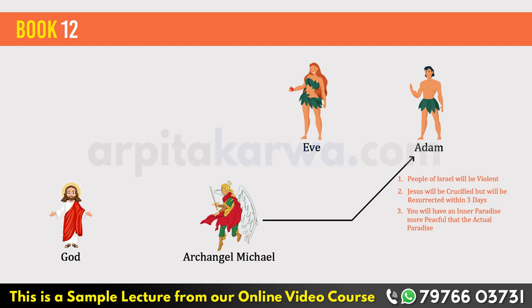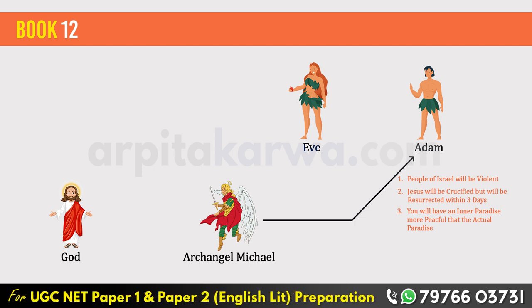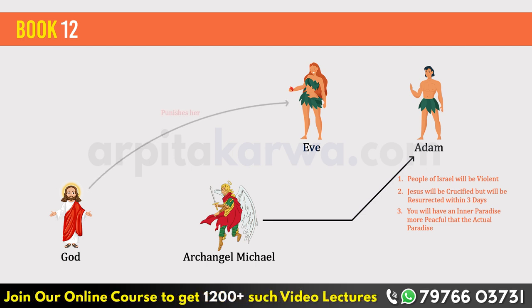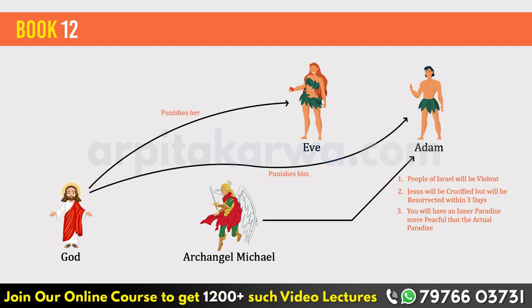So after hearing everything, Adam is satisfied with the knowledge. Michael asks him to keep faith and he will have an inner paradise happier than paradise. Both Michael and Adam walk down the hill, and soon after, a flaming sword is placed to block the gates of Eden as Adam and Eve are sent away from paradise.